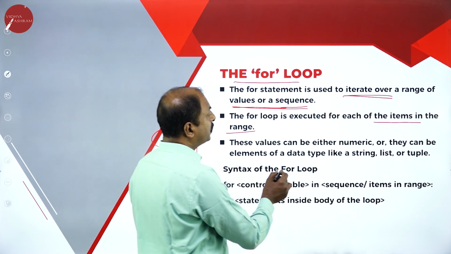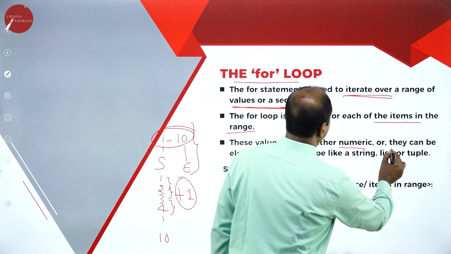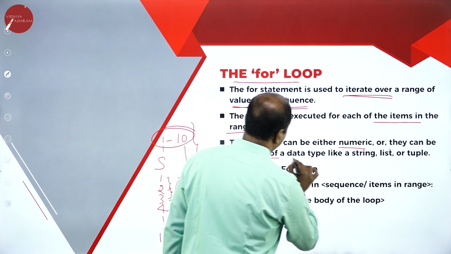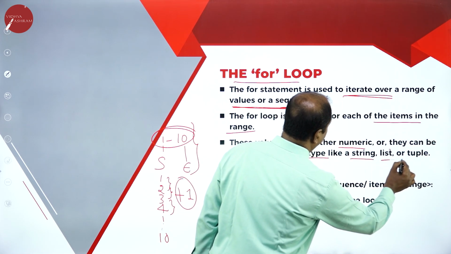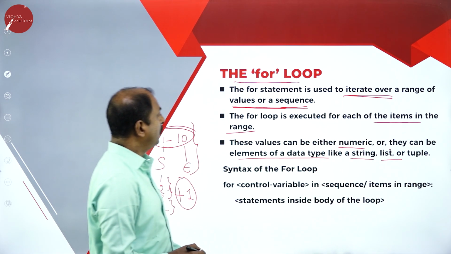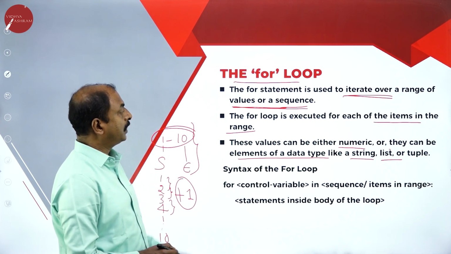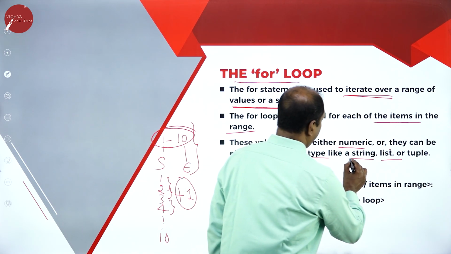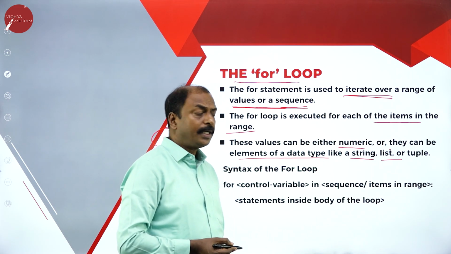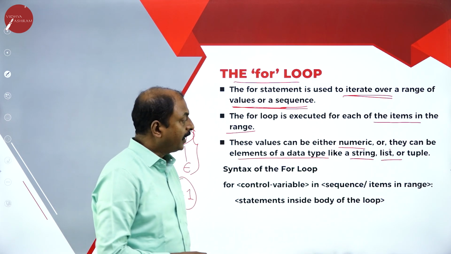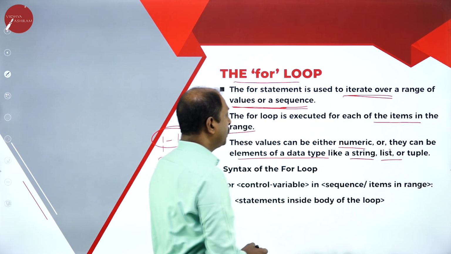So these values can be either numeric or they can be elements of a data type like string, list or tuple. The for loop can be used not only with numbers, it is also possible to work with strings. You know what a string is? It is nothing but a group of characters, and likewise a list or a tuple.